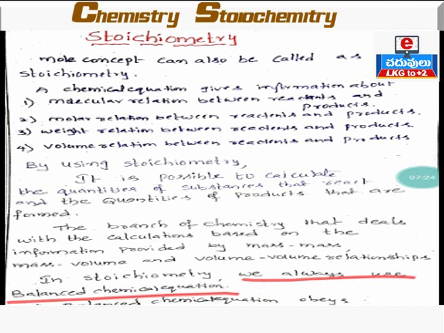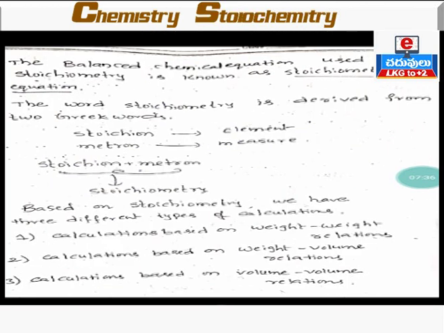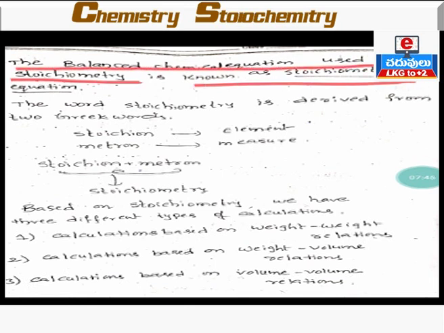Understood? Now, a balanced chemical equation obeys the law of conservation of mass. Already I told you, every balanced chemical equation obeys the law of conservation of mass. Clear? Now, the balanced chemical equation used in stoichiometry is known as a stoichiometric equation. Whatever balanced chemical equation we use in the stoichiometry concept is called a stoichiometric equation.